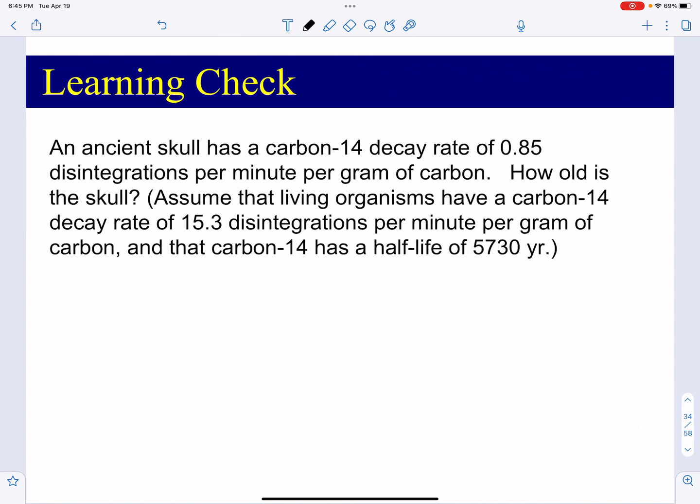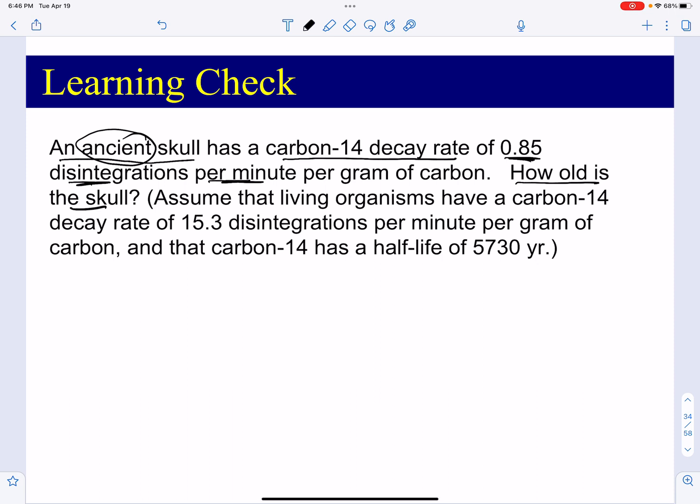So let's do a problem like this. We have an ancient skull, so we know this is something old. At the moment it was found, the carbon decay rate is 0.85 disintegrations per minute. So that's the present, that's how fast the carbon is decaying. So how old is the skull? How can we find that?